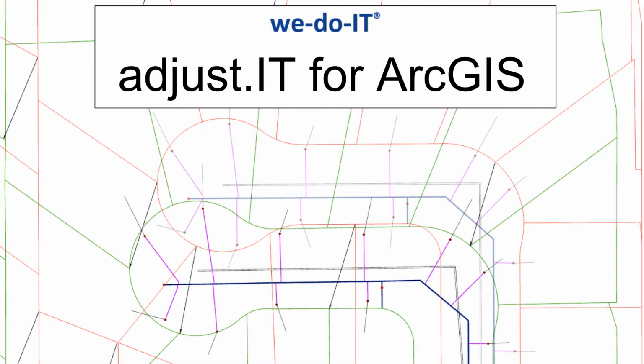Adjust.IT for ArcGIS provides an end-to-end workflow in order to shift your network to an accurate location. An accurate network is vital for efficient network management and maintenance. In GIS applications, network is typically positioned relative to land base.